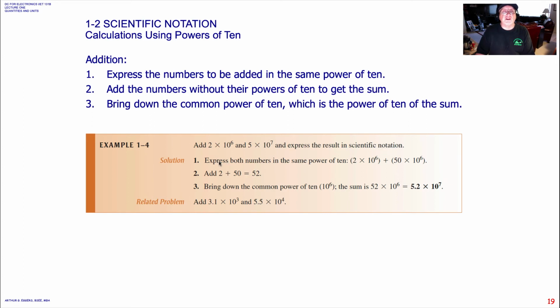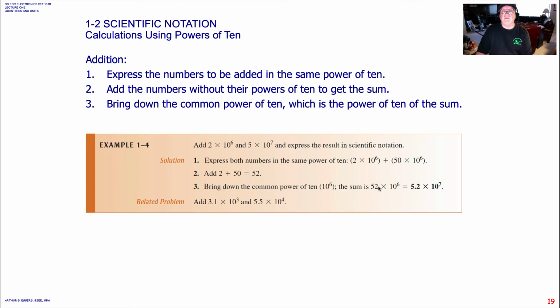So the first thing we do is express both numbers in the same power. So in this case, let's leave the first term alone, 2 times 10 to the 6th, but let's adjust 5 times 10 to the 7th by adding a 0 and reducing the exponent by 1, so that we have both of them as 10 to the 6th. So the 10 to the 6th remain common. Now all we have to do is add the leading term, the 2, and the 50 together, and we come up with 52. So now we have a sum of 52 times a product of 10 to the 6th.